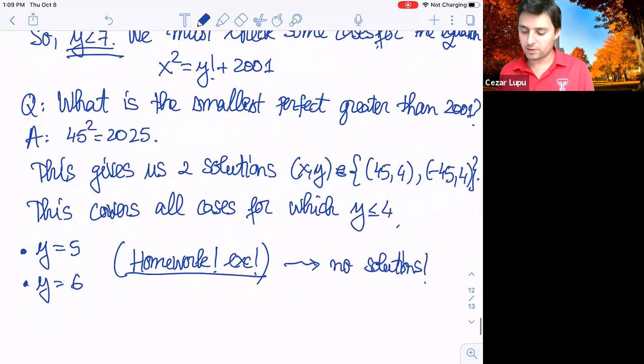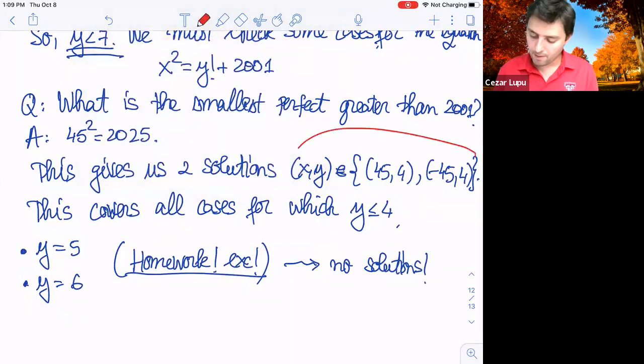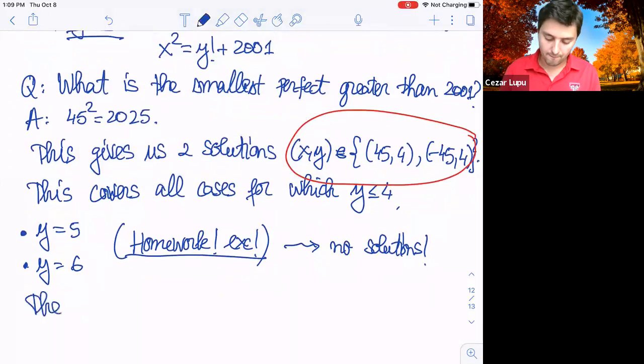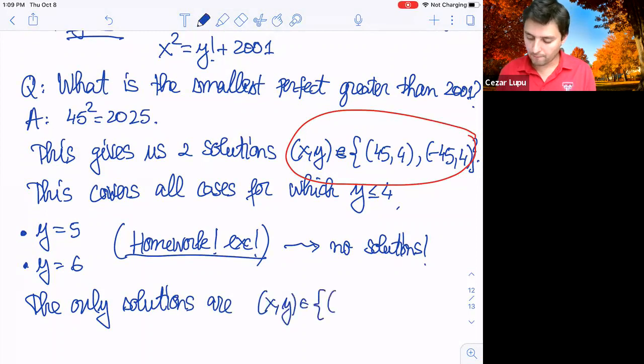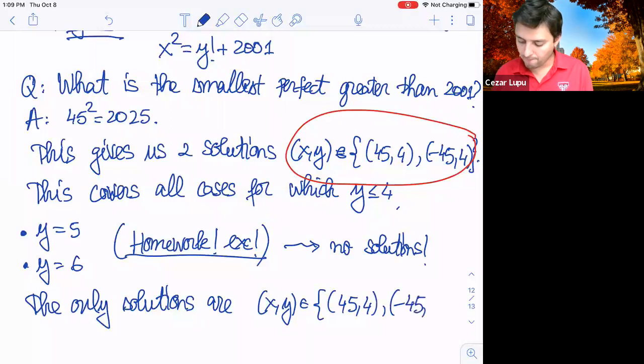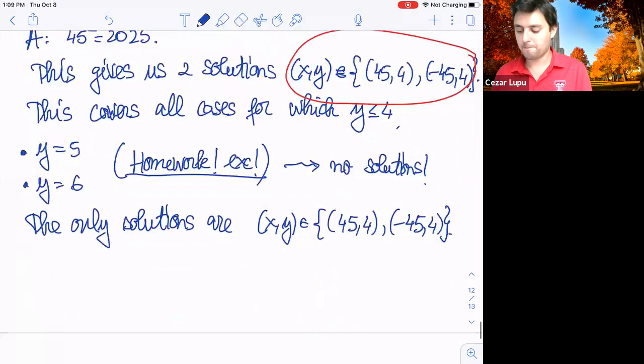So the only solutions are these guys here, and you can check them by hand. They actually verify the equation. So the only solutions (x, y) are those above, 45 and 4, and negative 45 and 4. And that's it. Okay, so this is how we use modular arithmetic, because you can see there are plenty of other examples.